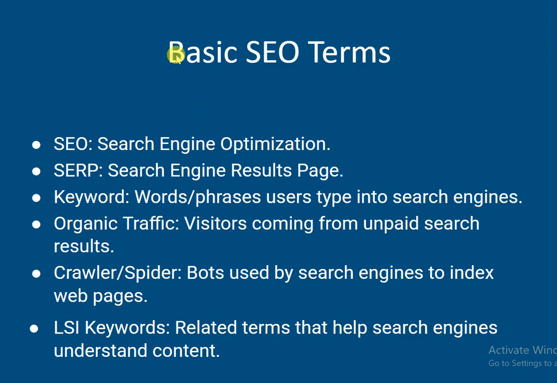First, we will see basic SEO terms. SEO: the full form of SEO is search engine optimization. It refers to the practice of optimizing websites to improve their visibility in search engine results. As we discussed earlier, there are a lot of search engines like Google, Yahoo, Bing, and DuckDuckGo. In China, they use Yandex. So there are a lot of search engines in the market.